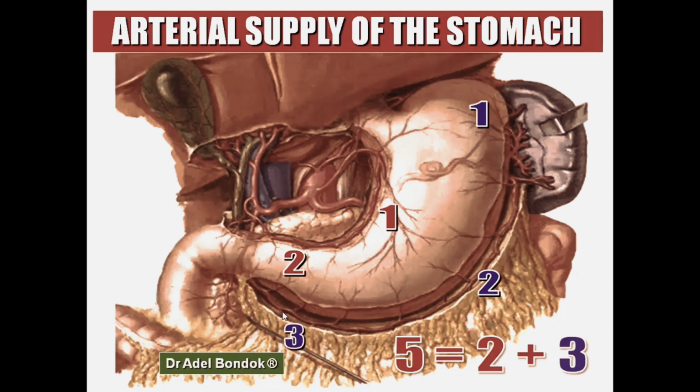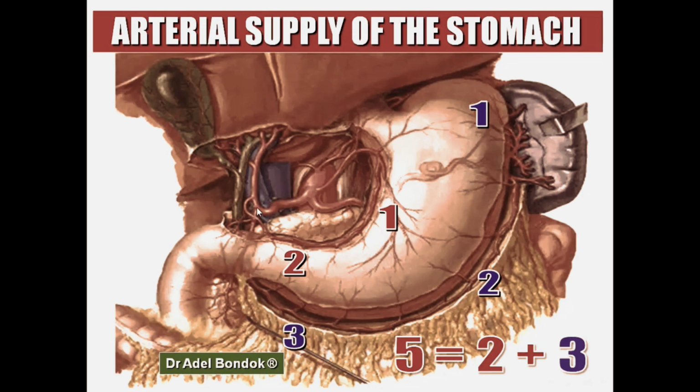and right gastroepiploic artery. The left gastric artery arises directly from the celiac artery, the right gastric artery from the hepatic artery, short gastric arteries from the splenic artery, left gastroepiploic from the splenic artery, right gastroepiploic from the gastroduodenal of the hepatic artery.